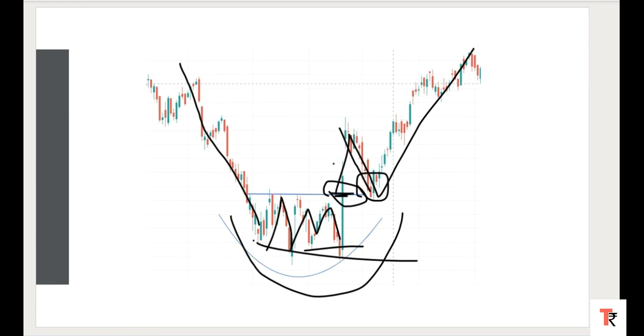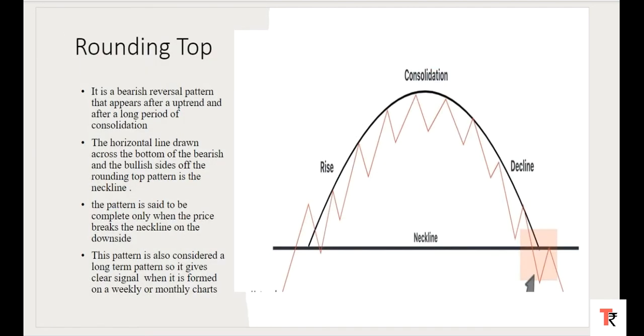The next and the last chart pattern is the rounding top. This is again a bearish reversal pattern, formed at the top of an uptrend, and after a long period of consolidation, it gives you a breakdown where one can go short. Basically this pattern is said to be complete only when it breaks the neckline on the bottom side.